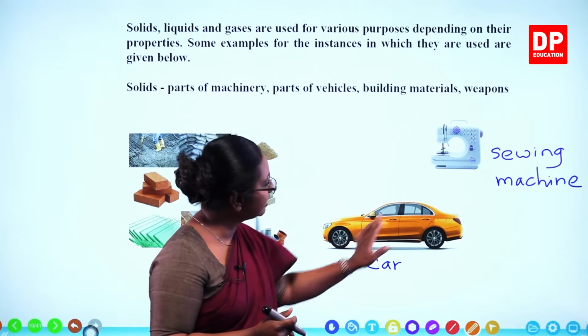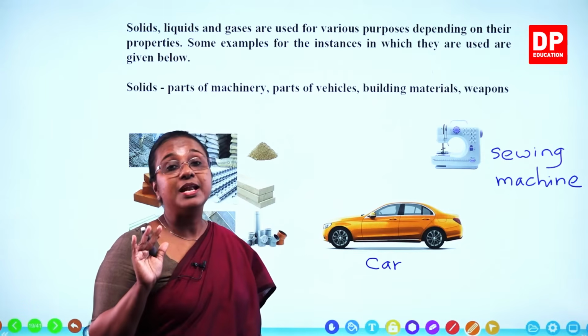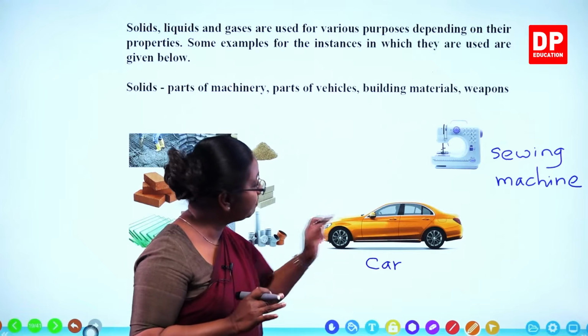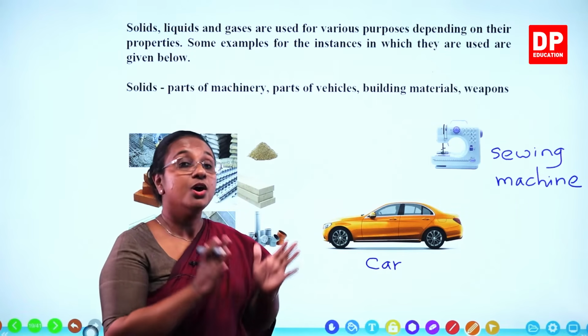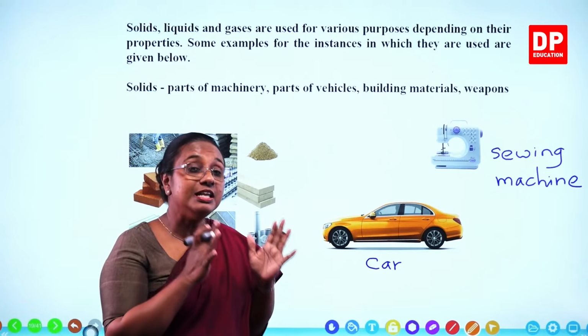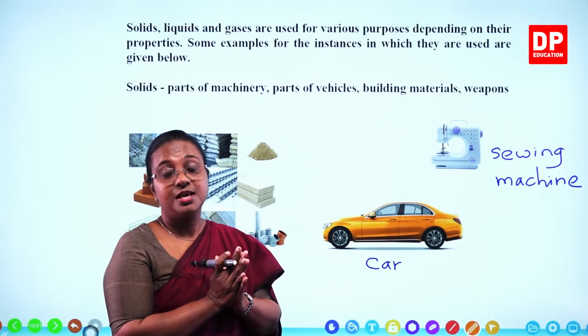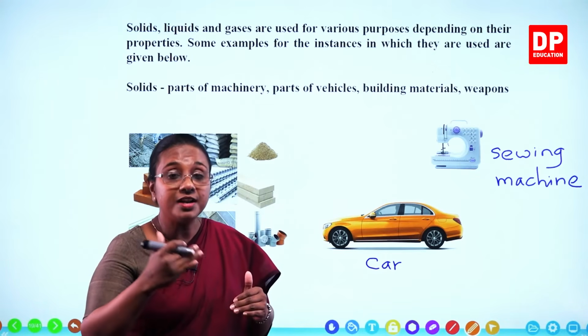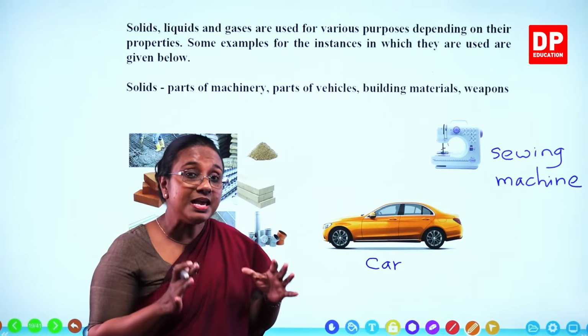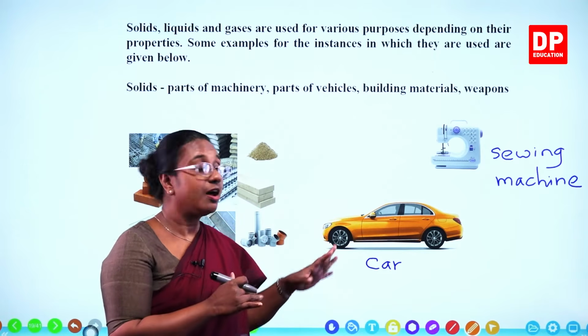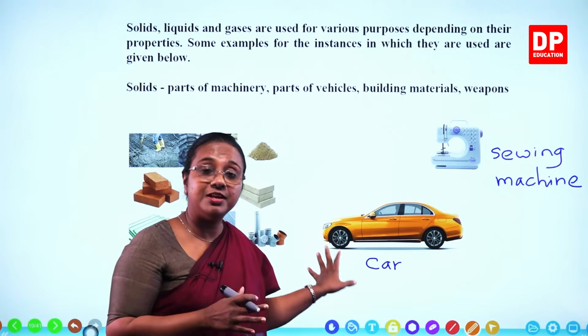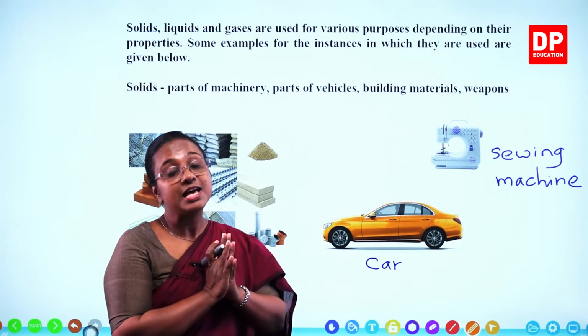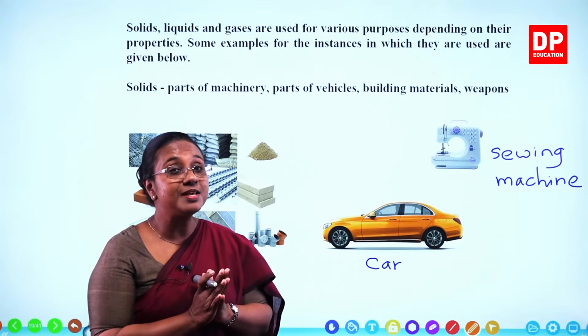Then here you can see the windows, all are made up of glass. Even the mirrors, again glass. Again, those are all different types of solids and they all have different properties. But the basic properties of solids, of having a definite shape, definite volume, all that is there. They cannot be compressed easily.